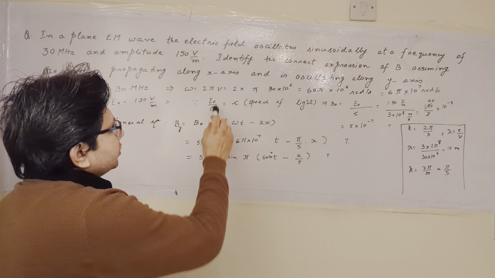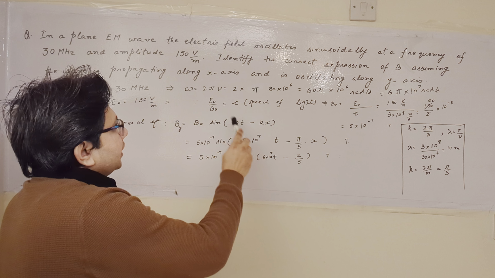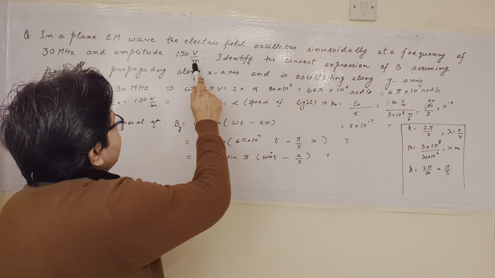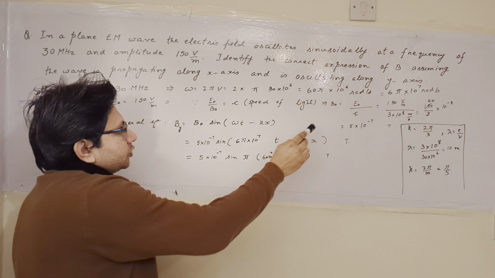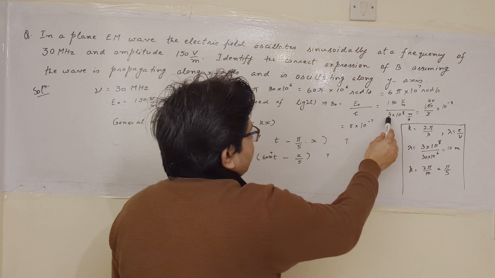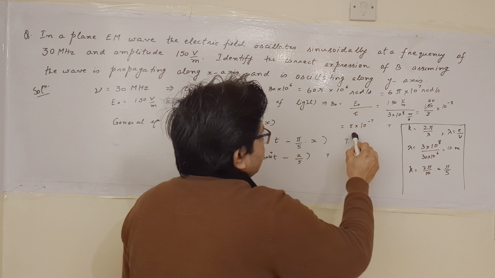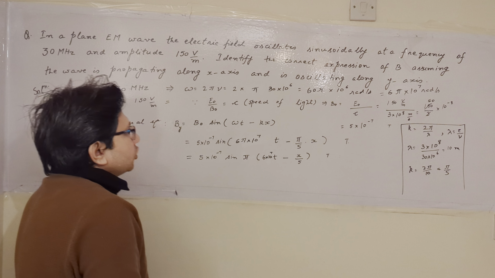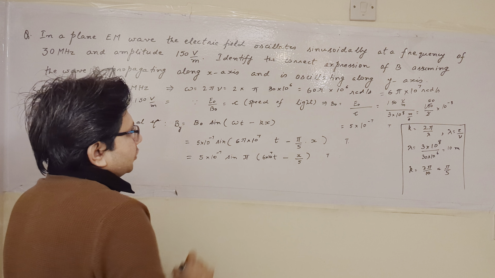First of all, how to calculate B naught? We know the relationship between E naught and B naught: E naught upon B naught is equal to c, and E naught is given in this problem as 150 volt per meter. So, we put this value of E naught here, 150, divided by the speed of light, and calculate B naught, which comes out to be 5 into 10 raised to the power minus 7 Tesla. So, this is the value of B naught which we have calculated.